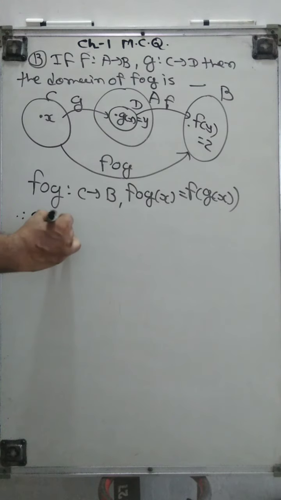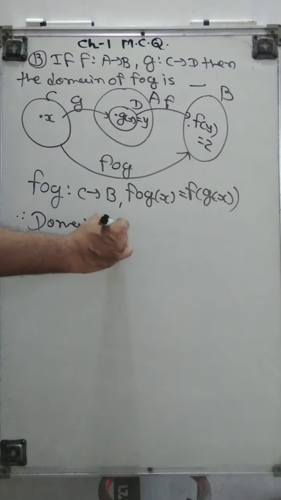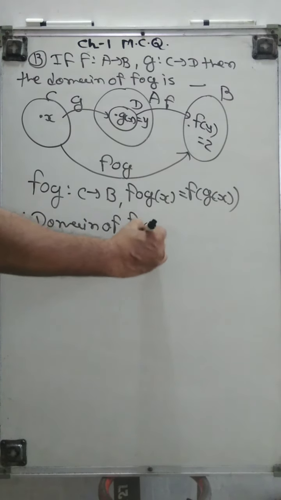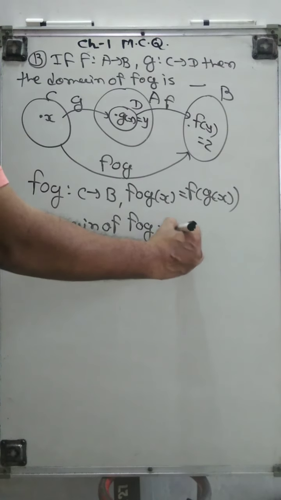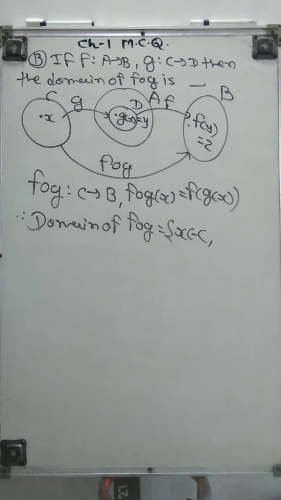Therefore the domain of FOG is equal to x belongs to C where Gx belongs to A. Right? So this way we can obtain our answer. So this is our 13th question in which we want to find the domain of FOG.